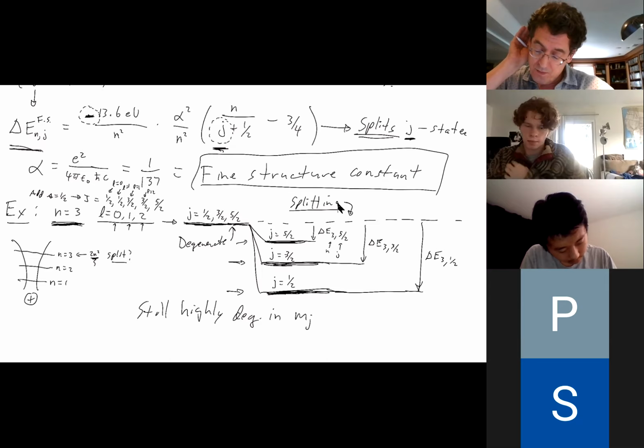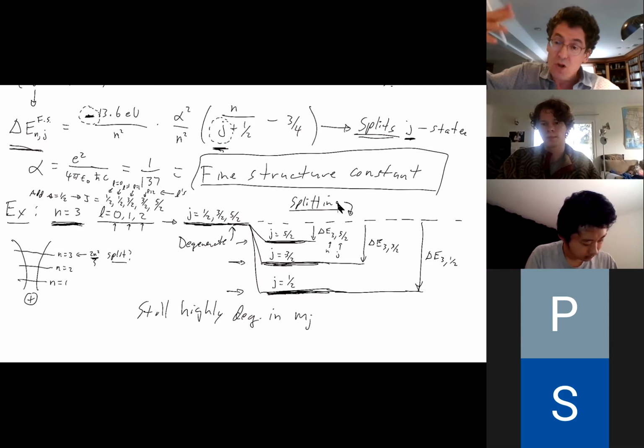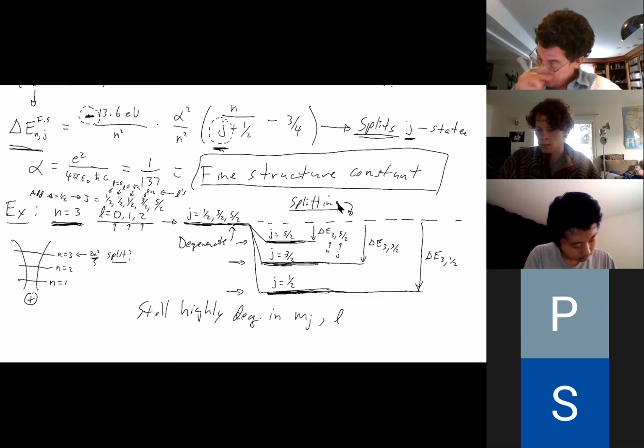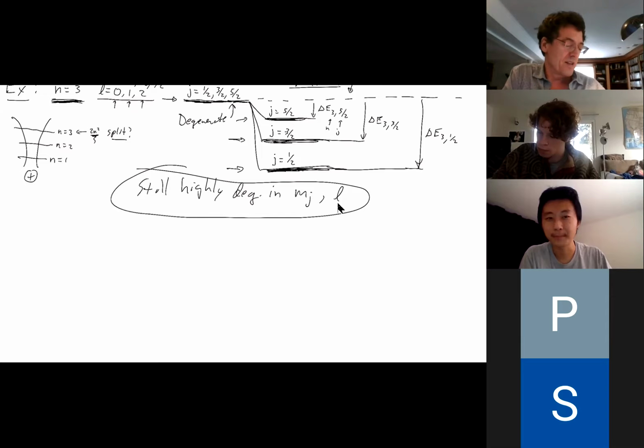Yes. Because of this up here, right? The L's. It's degenerate in the L's, because for one of those levels, there are multiple L's. So it's degenerate in MJ and L. So it's still degenerate. Good. All right. That's fine structure. We did fine structure. Great accomplishment. Okay, so now let's keep going.